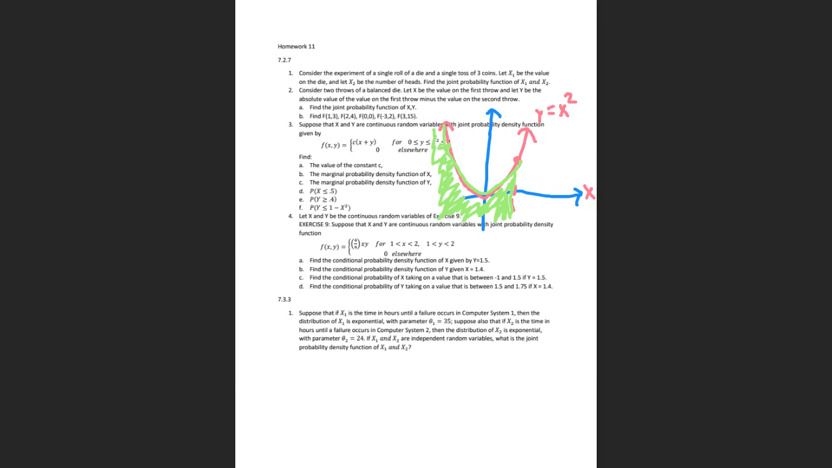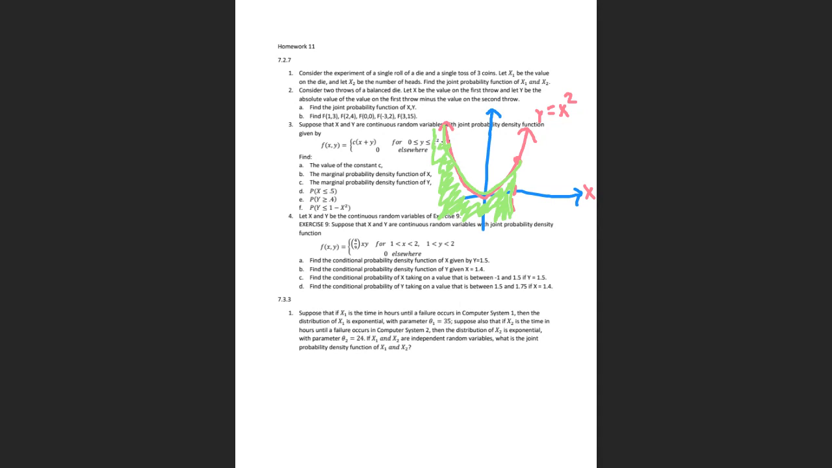So if you fix the value of x, you're taking all the points with y value at most that x value squared, which is the height of the curve y equals x squared for that fixed value of x. Does that make any sense? Yeah, it makes sense. Okay.